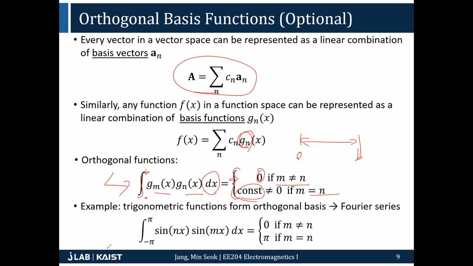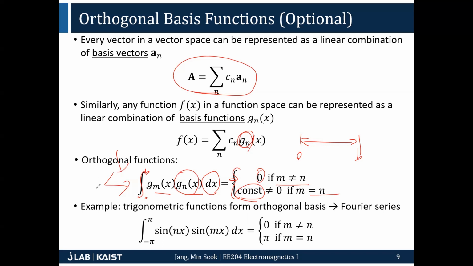One different thing here is that a vector space typically has a finite dimension, like a 3-dimensional vector space requires only three basis vectors in order to span everything. But here, functional space typically has infinite dimension. So the Gn, the basis functions, are also infinitely many. Okay, but still it forms a complete basis.